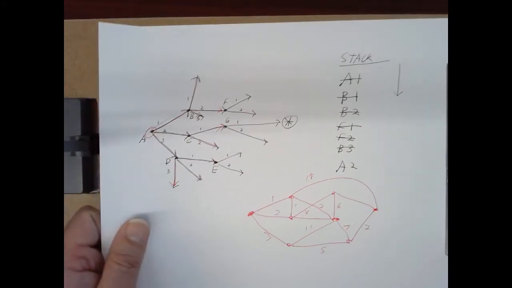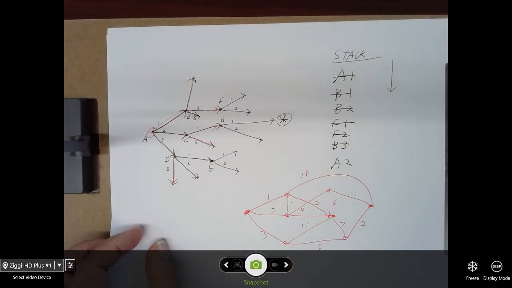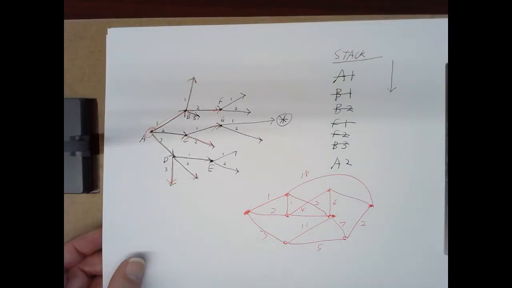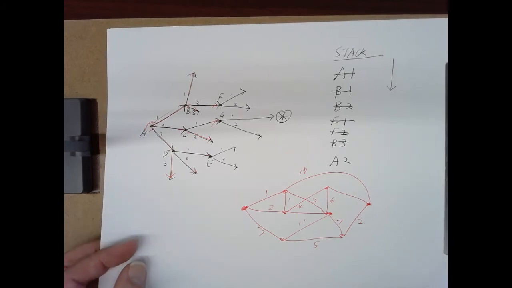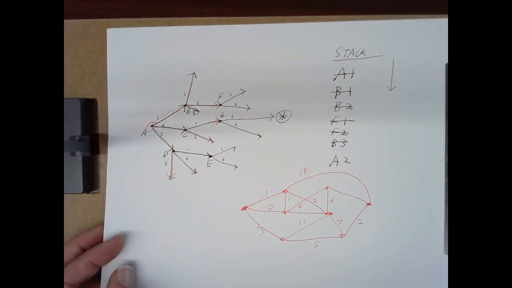So it can depend on the nature of the problem. But since that one's got the weights on each individual edge, yeah, with the weights, a straight breadth first wouldn't work. That's why you have to use something like Dijkstra's algorithm.